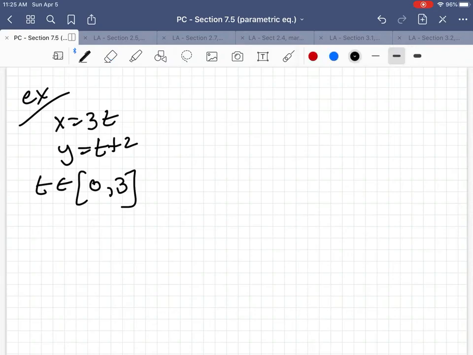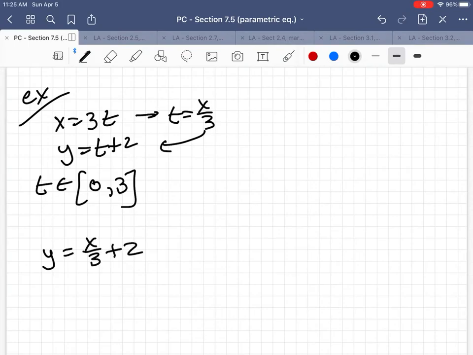Okay. All right. So if I want to make a rectangular equation out of this, let me solve this one right here. I get t equals x over 3. And then plug that into there. So I get y equals x over 3 plus 2. So that's just an equation of a line. So when I graph this, I should get a line. You can, if you want, just take that rectangular equation and graph it. It's the same thing, 1/3 x plus 2. I start at 2 and go up 1 over 3.